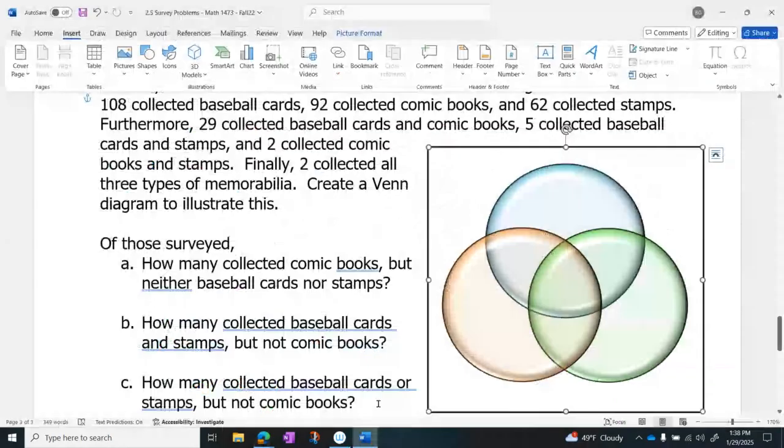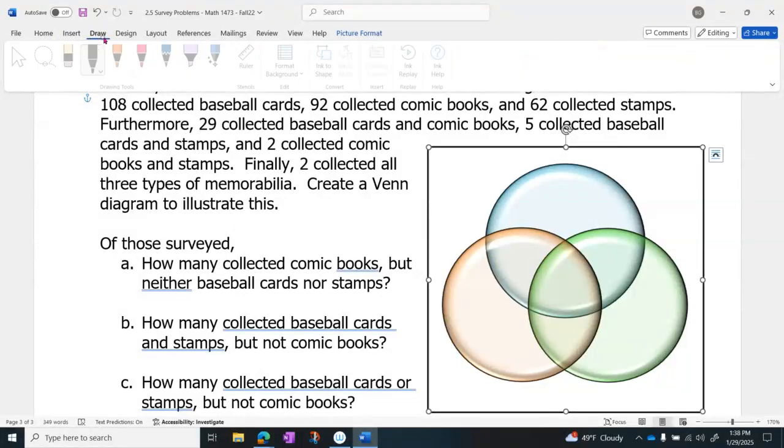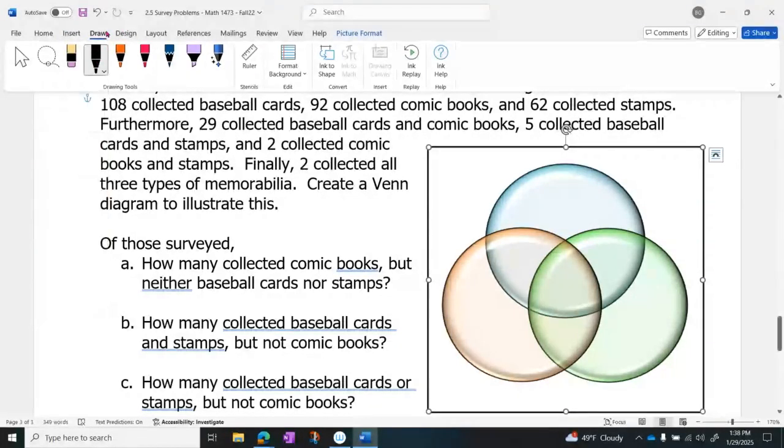And which one do you want to be baseball cards? Which one comic books? Which one stamps? To be honest, it really doesn't matter, but once you decide, you cannot change it. You have to keep consistency. How about we use the circle on the top to represent people who collect baseball cards.